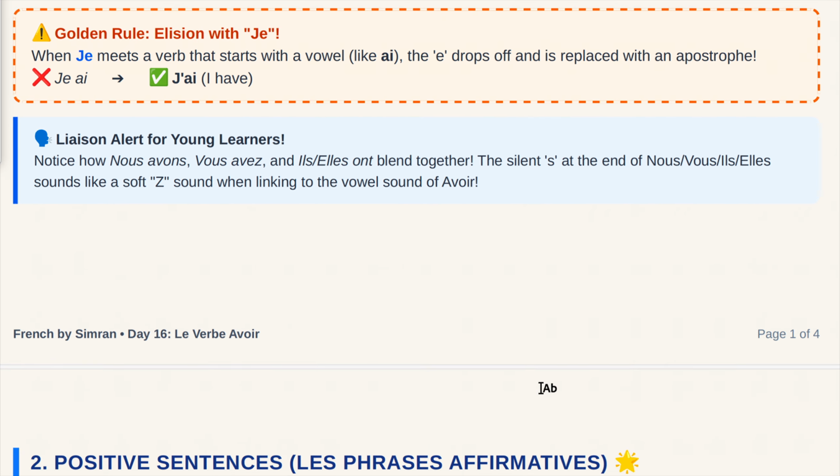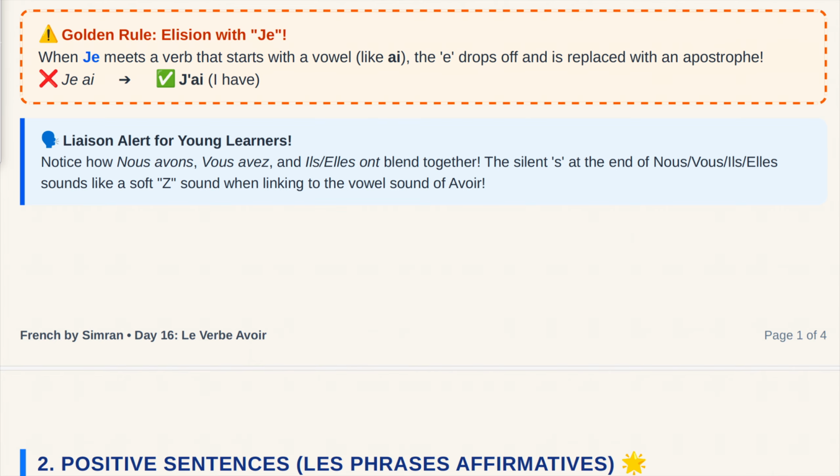So there is a golden rule, okay? The golden rule is called the liaison rule. So this is with je. When je meets with any verb like a, I, then the e drops, that I have already told you, and it will never be used like je a. It is the wrong form. You have to use it like j'ai. J'ai means I have. You always have to use it like this.